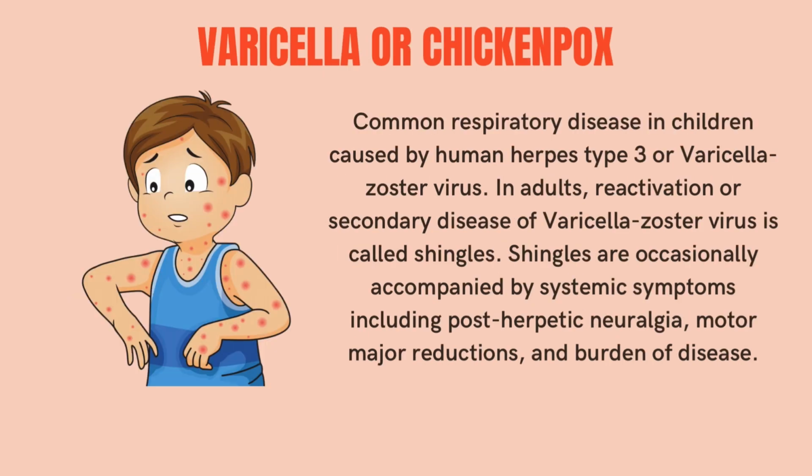Varicella or chickenpox is a common respiratory disease in children caused by human herpes virus type 3 or varicella zoster virus. In adults, reactivation or secondary disease of varicella zoster virus is called shingles. Shingles is occasionally accompanied by systemic symptoms including post-herpetic neuralgia, motor neuron reduction, and burden of disease.